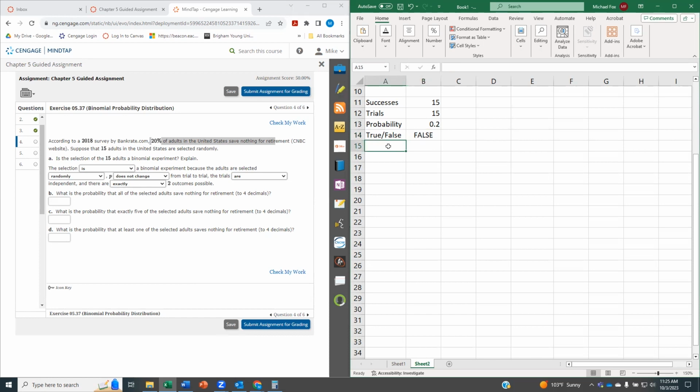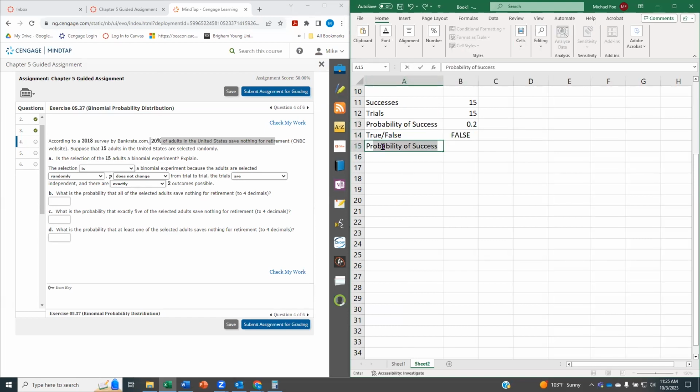Okay. So now I'm going to call this the probability of success. That way we can differentiate this from our answer, which is our probability.